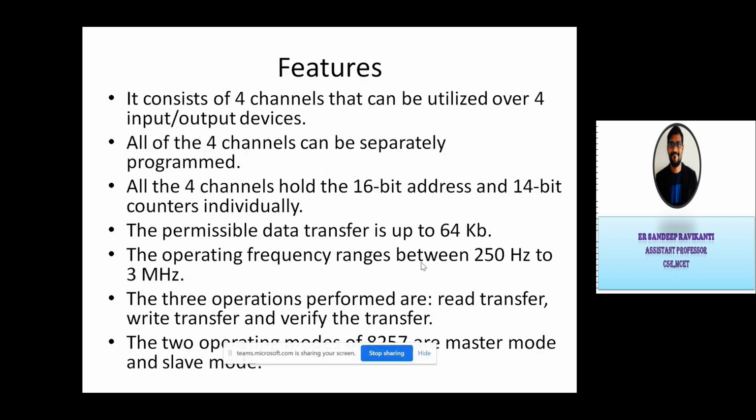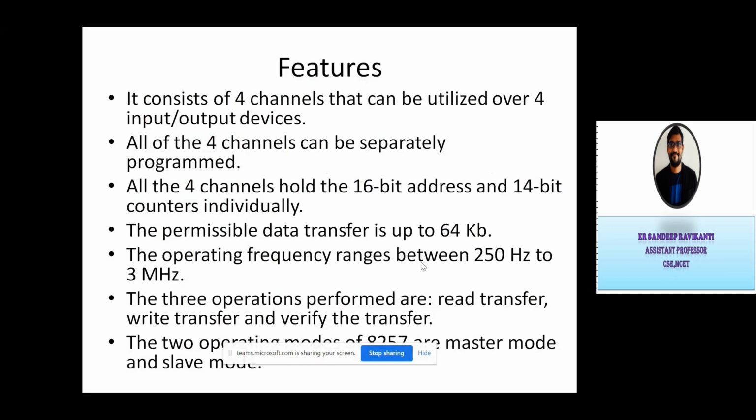And all of the 4 channels can be separately programmed, and all the 4 channels hold the 16-bit address and the 14-bit counters individually. If you take the example of one channel, the channel consists of 16-bit address registers and one 14-bit count register, and each and every channel is capable of transferring data up to 64 kilobytes. And the operating frequency ranges between 250 Hz to 3 megahertz.